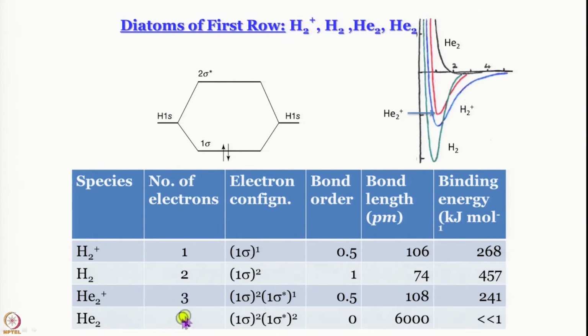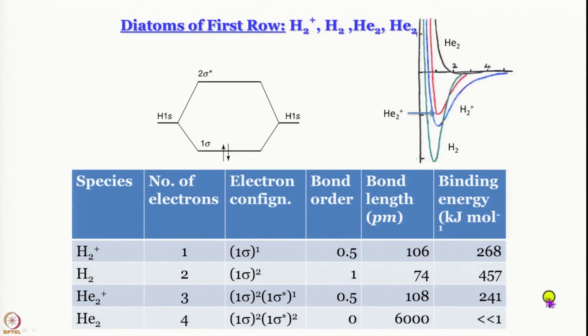He2 plus bond order is again 0.5, very similar to H2 plus, but bond length is more or less the same, 108, but a little longer, right. 108 is a little longer than 106. So, bond length for He2 plus is a little more than that of H2 plus. Also, if you look at binding energy, that is a little more, well, what am I saying, it is actually minus, right. So, He2 plus is not as stable as H2 plus, it is more unstable than H2 plus.